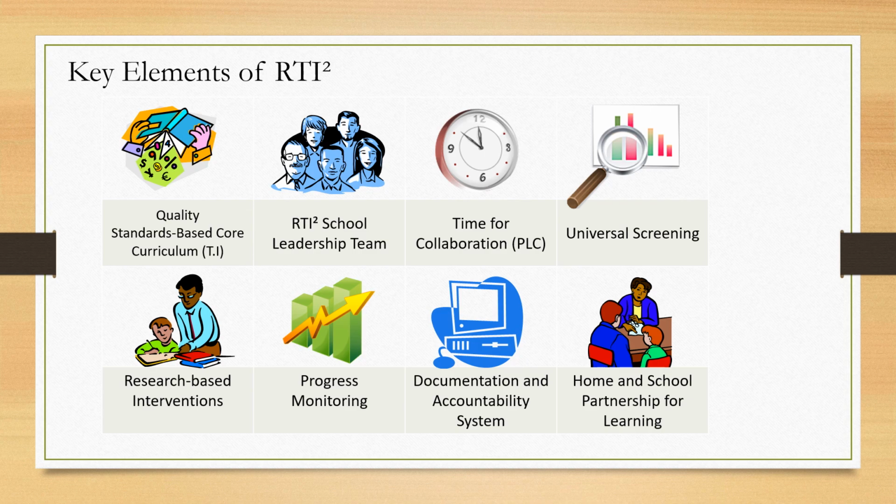We use a documentation and accountability system. I keep very good data. We make sure that our spreadsheets are up to date and the information and the data that we need is there. And one of the other key elements is the home and school partnership. So with your help at home, we make sure that you understand where your child's at and the extra help that they need and what you can do to help support them.